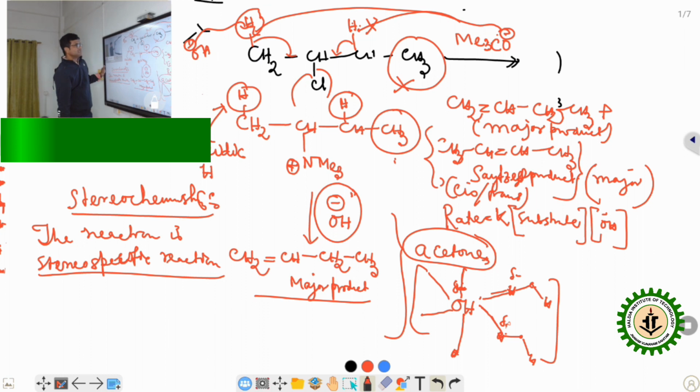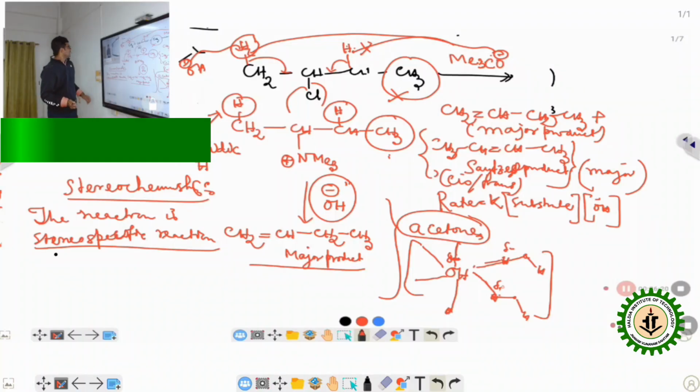And elimination reaction of E2 type can also be shown in cyclic cases. As I have told you, the essential requirement for this E2 reaction is that the beta hydrogen and the leaving group must be anti-periplanar, they must be in trans orientation. So I can show you.